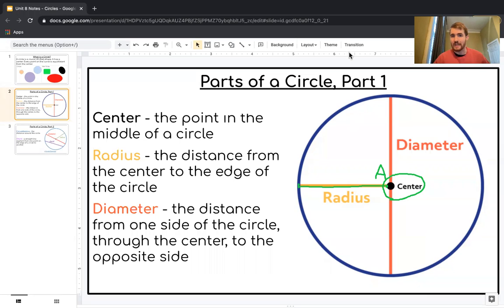Then we've got the diameter, which is similar to the radius, except it's double the radius because it goes from one edge through the center to the other side of the circle. So whereas the radius is just from an edge to the center, the diameter goes through the center to the other side. And it will always be twice the length of the radius. Those are the first 3 parts of a circle. And of course, you can always access the Unit 8 notes if you need a review of this.